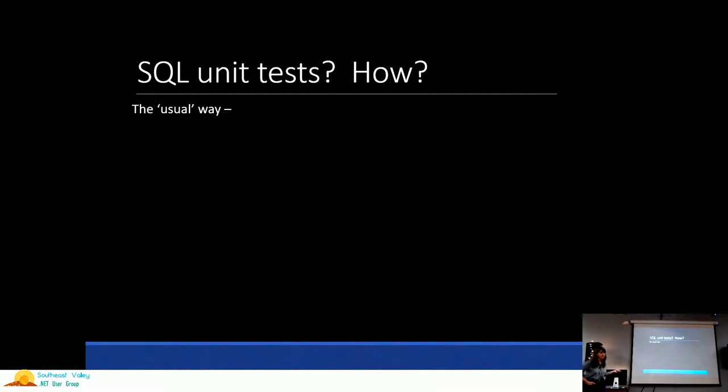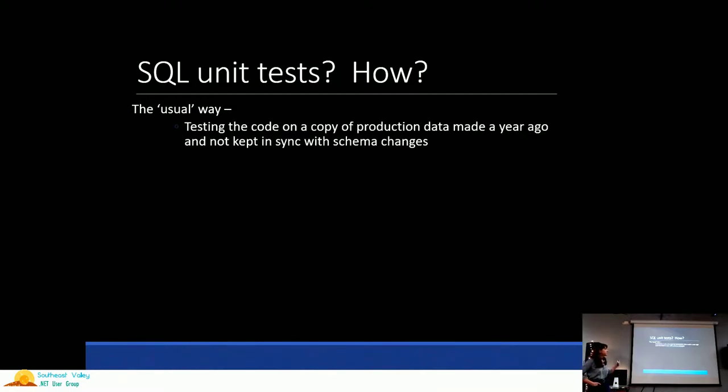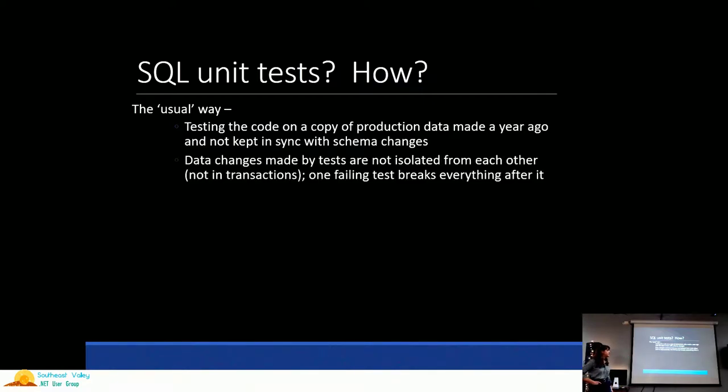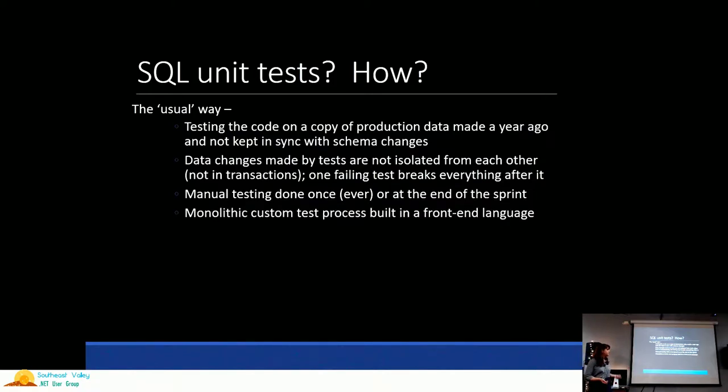The usual way, though, that we've run our SQL unit tests is testing the code on a copy of production data made a year ago, not kept in sync with schema changes. How many of us have done that? Data changes made by tests are not isolated from each other. What one unit test does, another one comes in and stomps all over it, and when you try to run this entire set again, things go haywire. Manual testing done once, if ever, at the end of the sprint, usually by some poor guy, not even automated. Monolithic custom test process built in a front-end language. My history has usually been that kind of approach before I found tSQLt.